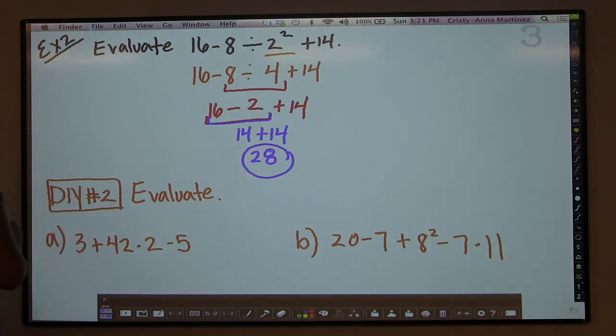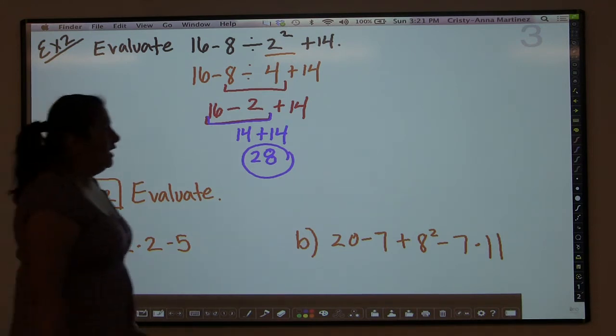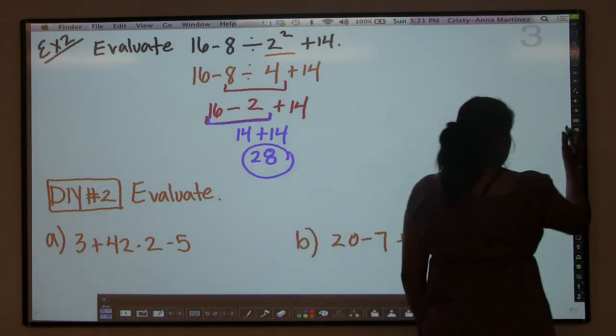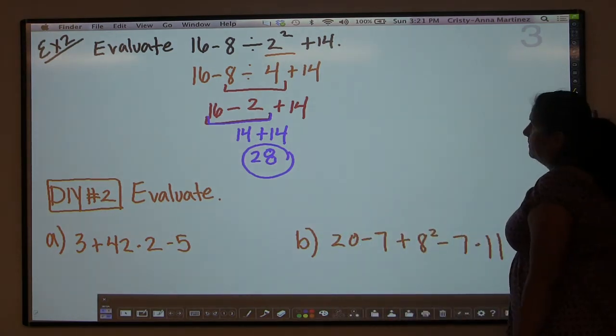For example 2, 28. All right, so in a similar fashion, I would like for you to now try the do-it-yourself number 2, A and B, in your notes. Make sure that it's in your notes so that I can check it in the next class period.